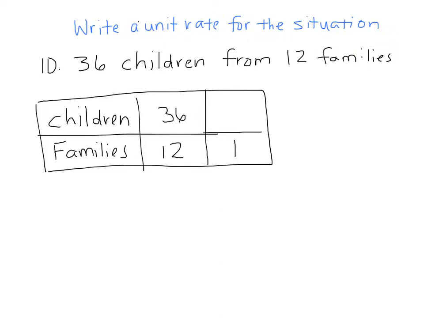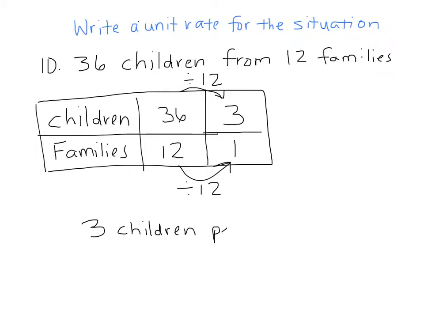We want to get down to how many per family. So obviously you're going to divide by 12 and do the same thing up here. You're going to divide by 12 and you should come up with 3, because 12 times 3 does equal 36. So we have 3 children per family.